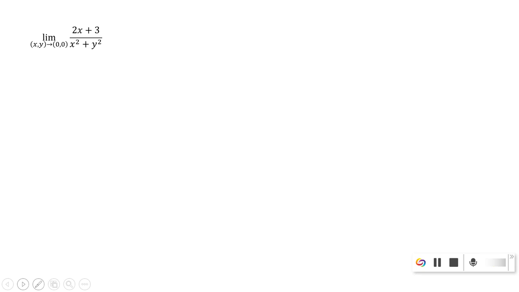Here's another one. The limit as (x, y) goes to (0, 0) of (2x plus 3) over (x squared plus y squared). Once again, the first thing I'm going to do is just plug the numbers in. When I plug (0, 0) in, I end up getting 3 divided by 0. And we can't divide 3 by 0. 3 divided by 0 is undefined.